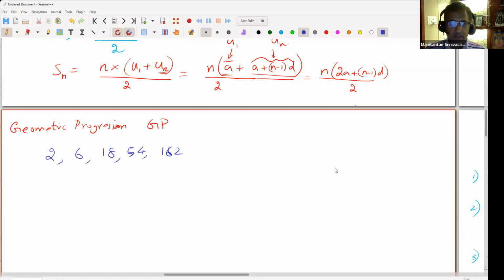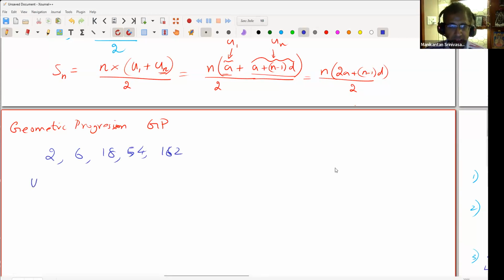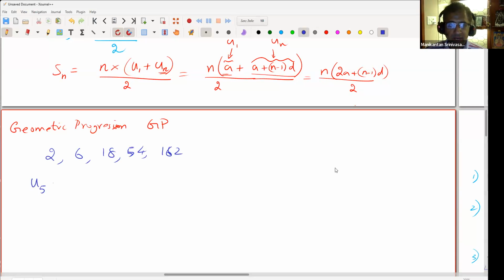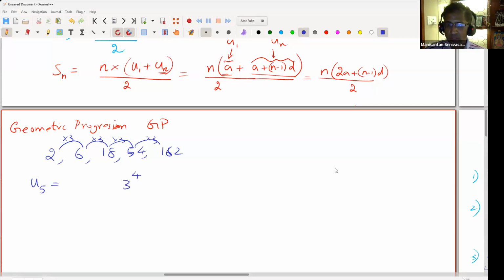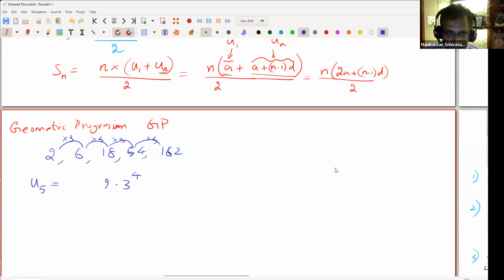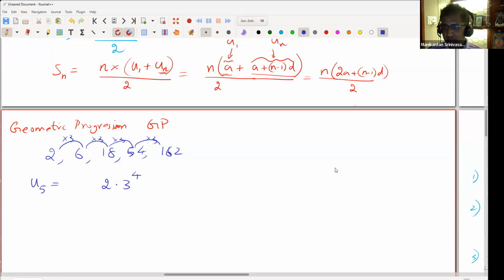Now here again, the same challenge. How do we find the nth term? Let's find the fifth term. How did we find the fifth term? Exact same strategy. We had 4 hops, but each hop was a multiplicative 3. Multiply by 3, multiply by 3, multiply by 3. Therefore, we had to do 3 power 4 times. Why 4? 5 minus 1. To reach the fifth term, you had to hop 4 times. And you're starting off with 2. So it's 2 times 3 power 4.